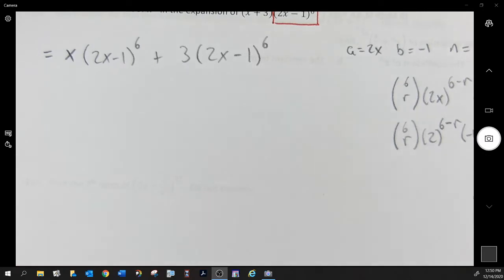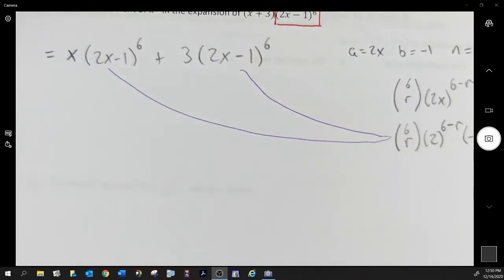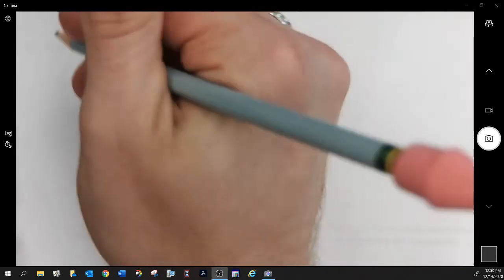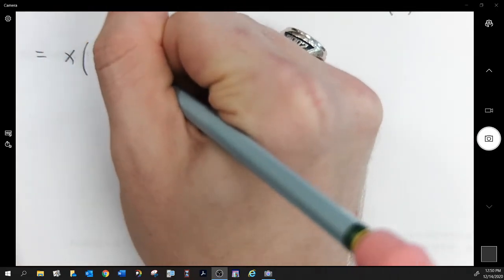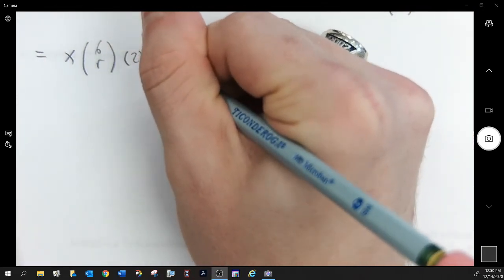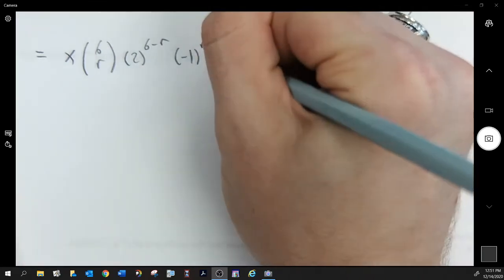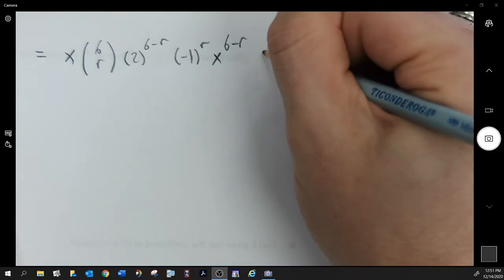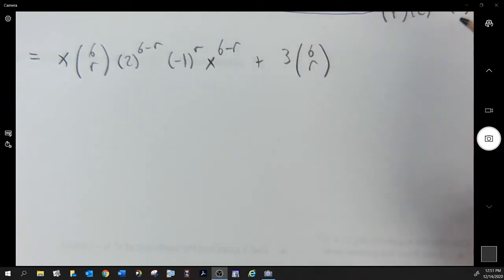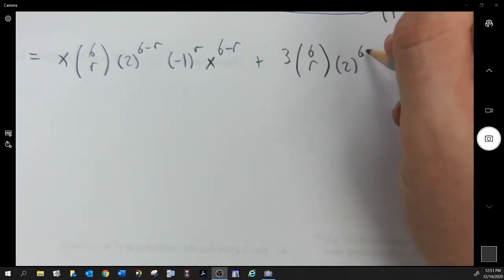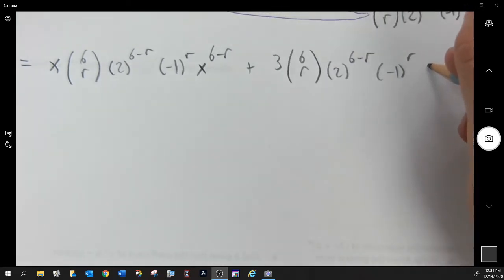Again, space purposes. So we'll take this guy and put it there, and take this guy and put it there, and I might as well just move down here, because look at all this white space. Equals x, and then the general term: 6 choose r, 2 to the 6 minus r, negative 1 to the r, x to the 6 minus r, plus 3 times 6 choose r, 2 to the 6 minus r, negative 1 to the r, x to the 6 minus r.